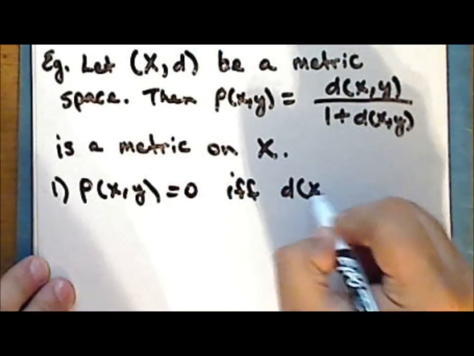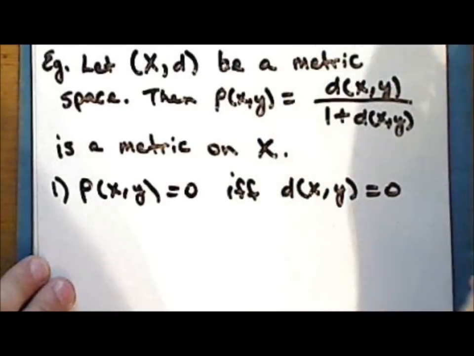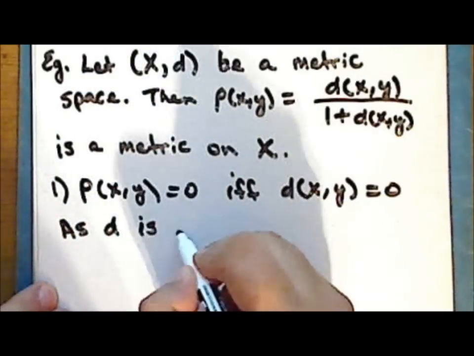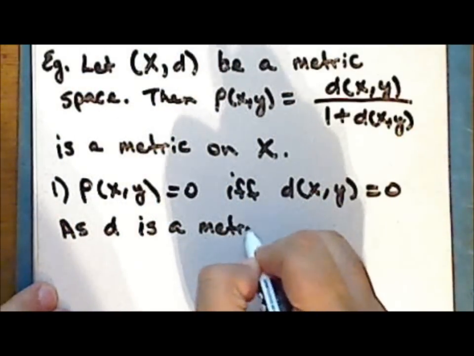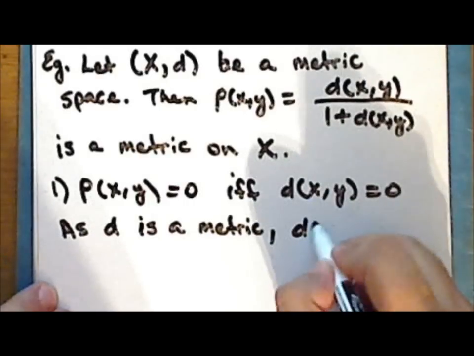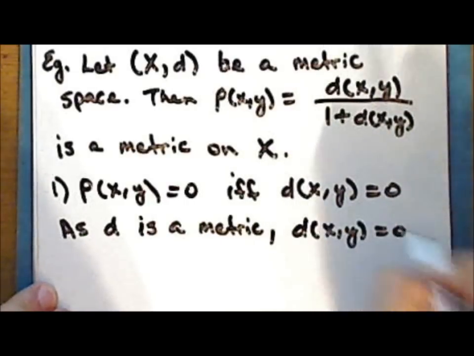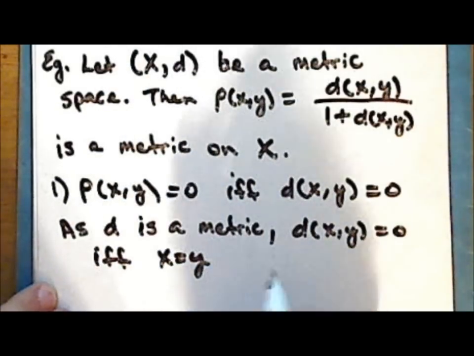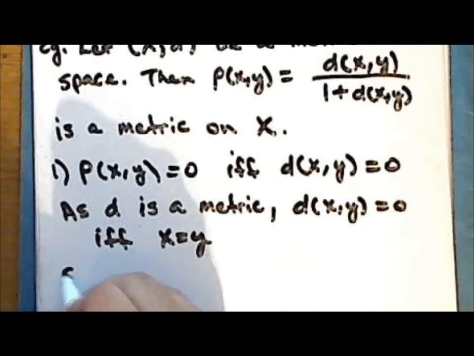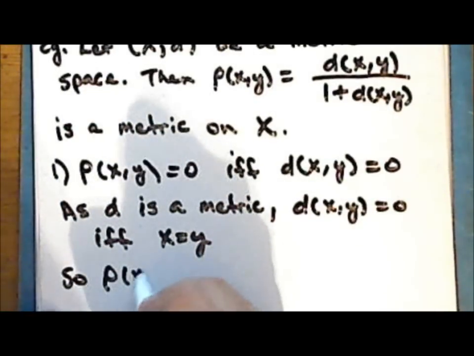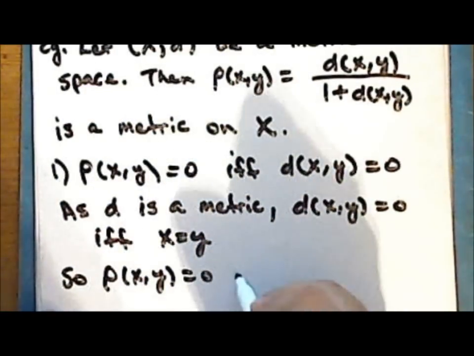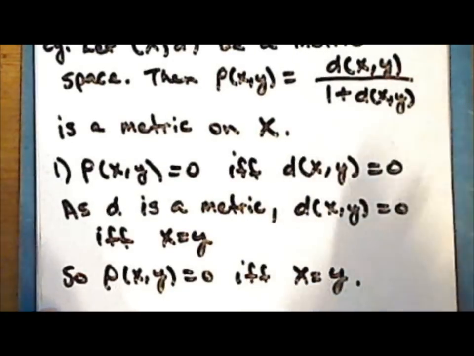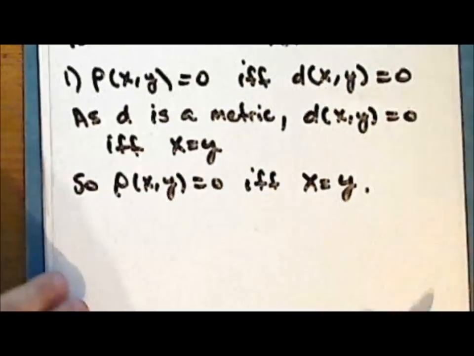d of xy is 0. And as d is a metric, we have that d of xy is 0 if and only if x is equal to y. And so rho of xy is 0 if and only if x is equal to y. So the function rho is non-degenerate.